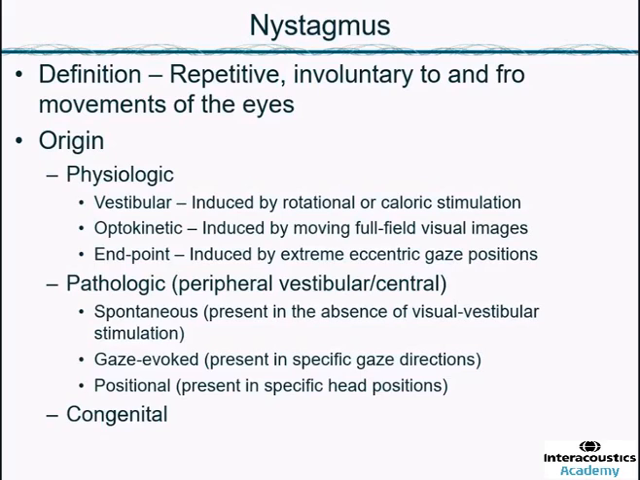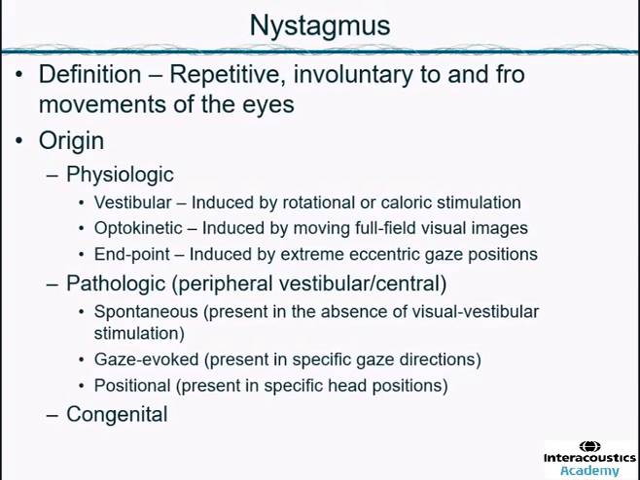So pathological type of nystagmus, it can originate from peripheral vestibular abnormalities or central, whether it's vestibular or non-vestibular. So you can see them in both types of abnormalities. The types of pathologic nystagmus, the most common one we see in the clinic is obviously spontaneous nystagmus, which by definition is present in the absence of visual and vestibular stimulation. Again, we'll discuss that in the next part of the webinar.